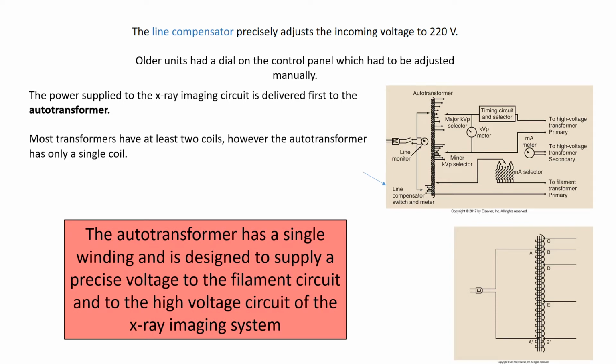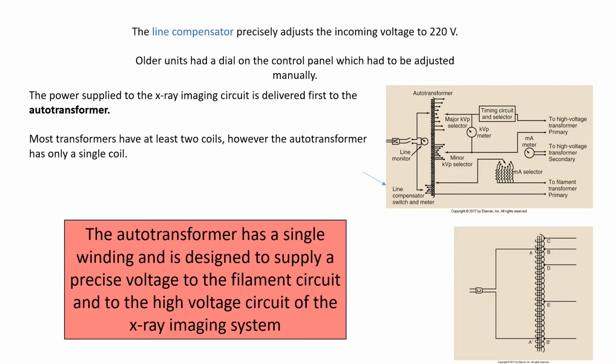This single winding is designed to supply a precise voltage to both the filament circuit and the high voltage circuit. So as we continue our study of the circuit, we're going to see that one part of the circuit is the high voltage part. That's the part of the circuit that's going to have a step-up transformer. Because when we say step up, what are we stepping up? We're stepping up the voltage.